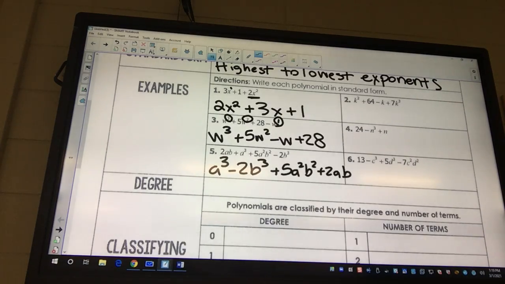Yes, sir. So for number 4, if there's like a minus 24, you use the sign in front of it, so this is going to be minus, and this should be a plus.